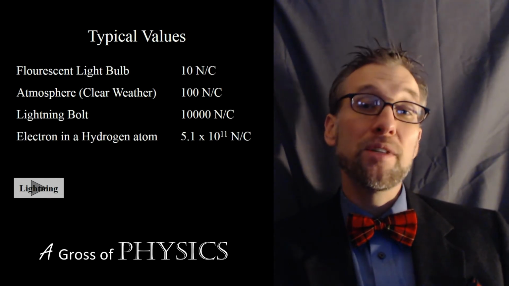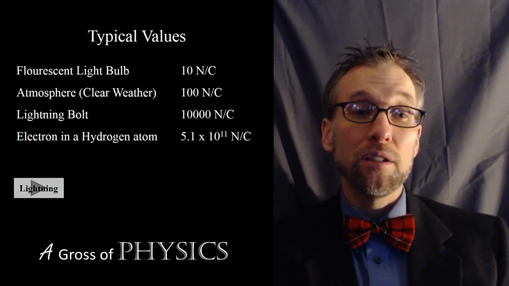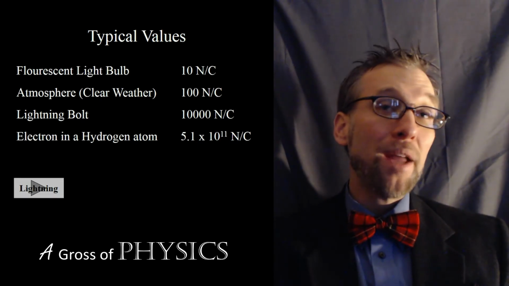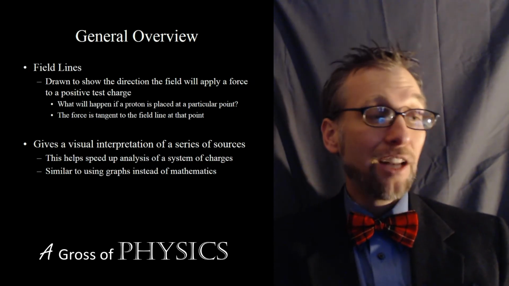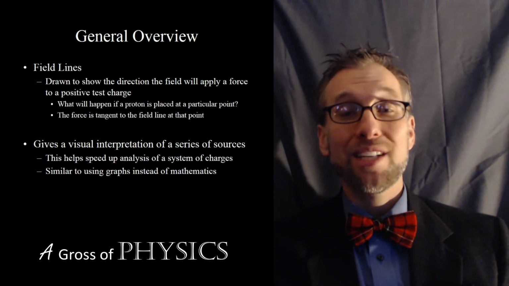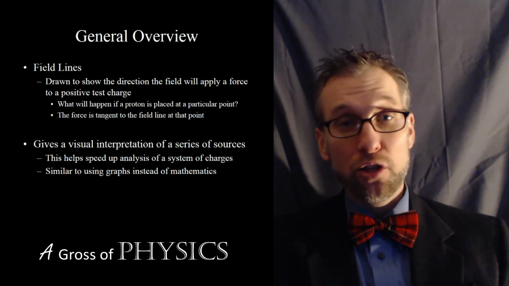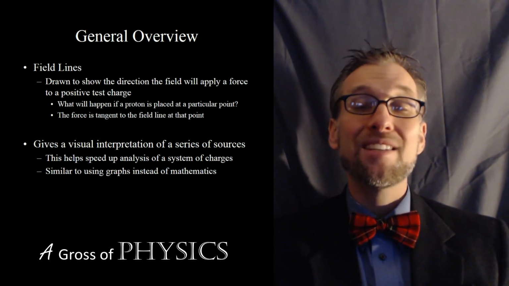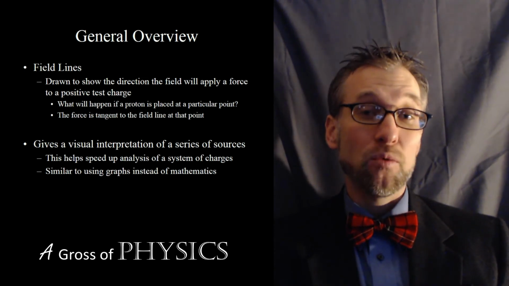Now, a visual representation will give us a way to look at an electric field with a pictorial view. Basically, what we're going to do is draw field lines to represent the electric field. It's drawn to show the direction a force will be applied to an object in the field. And we always use the positive test charge, just like we did mathematically. So it will always be what direction a positive test charge will move within the field. Those are called field lines when we draw them.